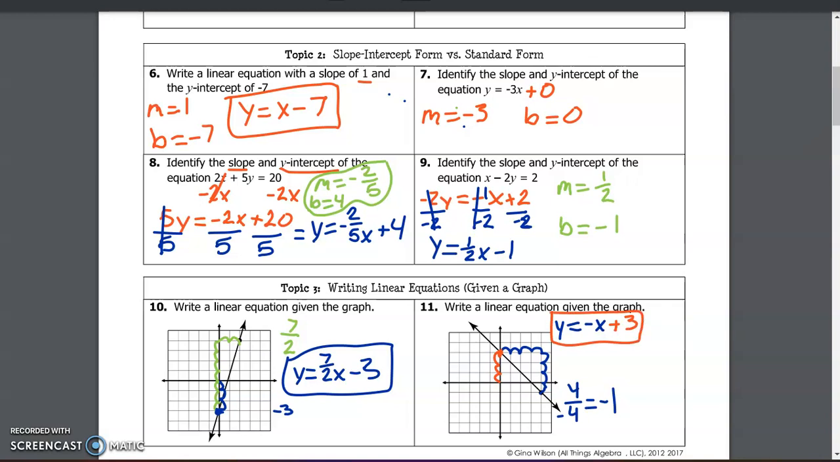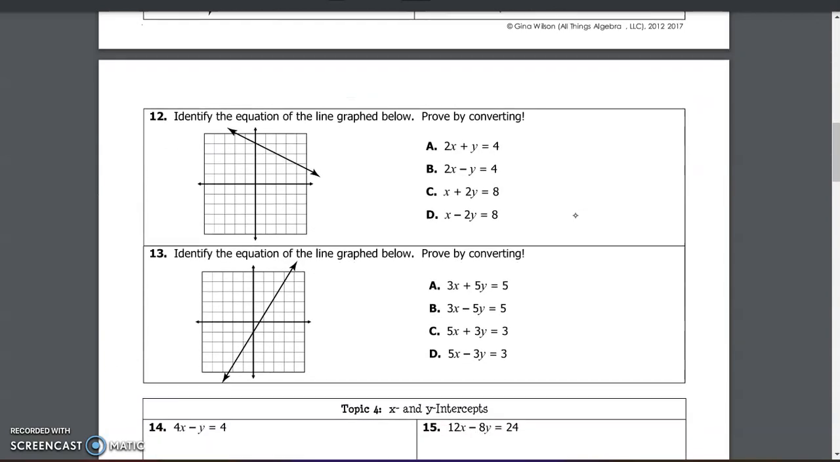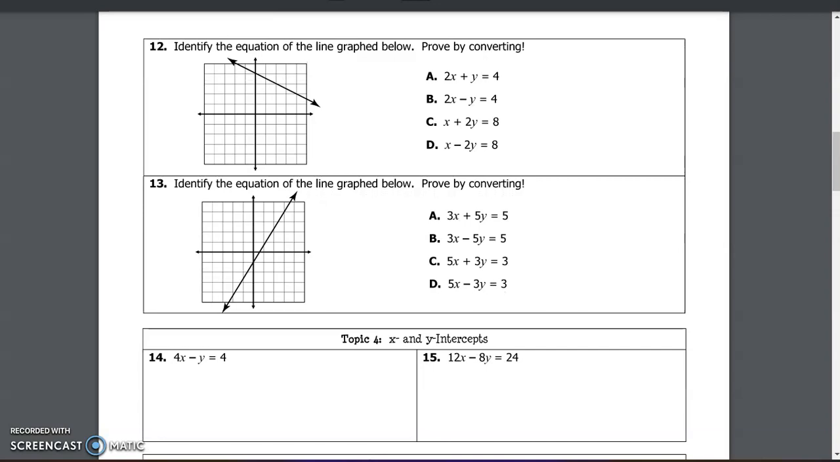Okay. All right, I'm going to clear this out, and I'm going to move down on my screen here to numbers 12 through 15. All right, so now on 12, it just says to identify the equation of the line graph below, prove it by converting, right? So you're going to have to kind of do this one in 2 steps. First, figure out the equation like we just did on the previous questions, but then you have to change it to standard form.